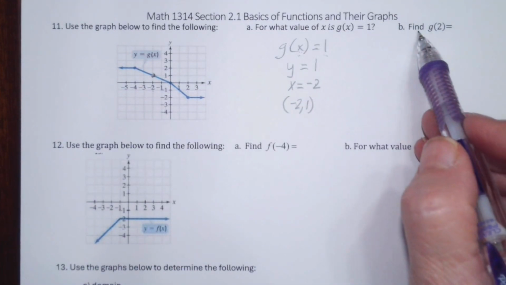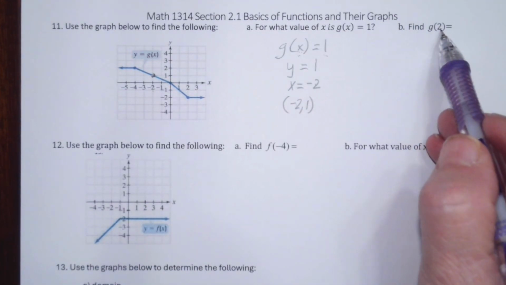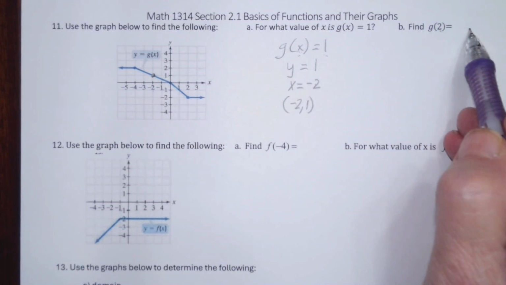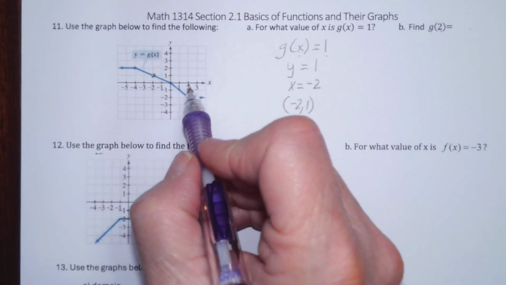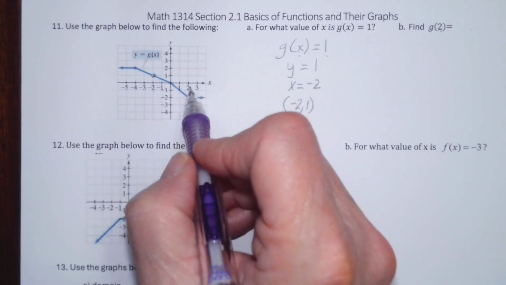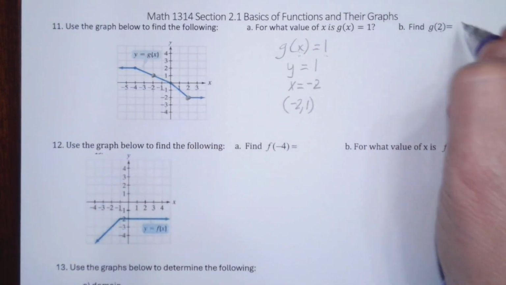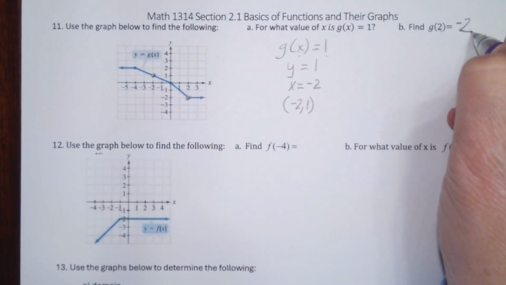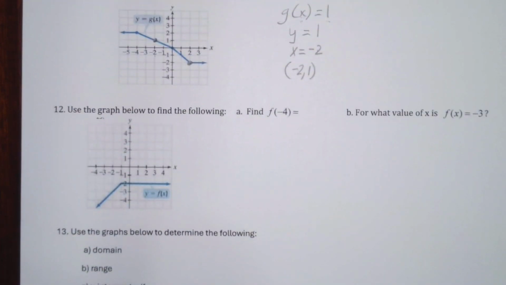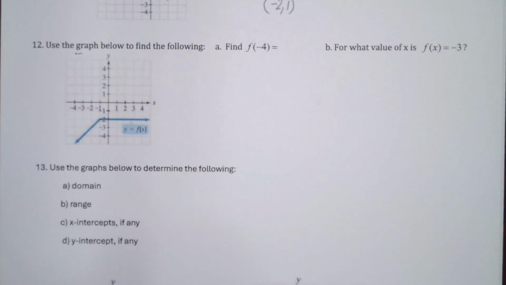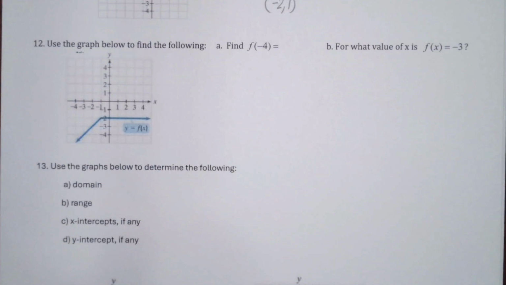This one says find g of 2. So if x is 2, what is y? So if I input a 2 here, what is my y value down here? When I come over here, this is negative 2. All right? Why don't you stop the video and see if you can do number 12.